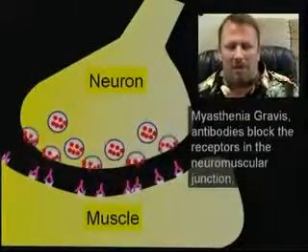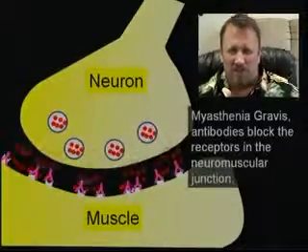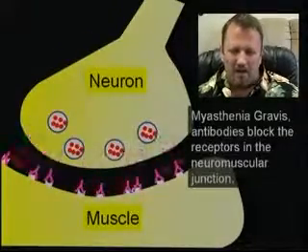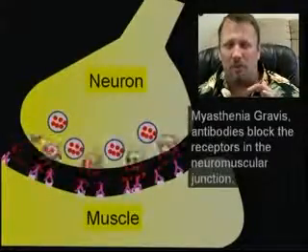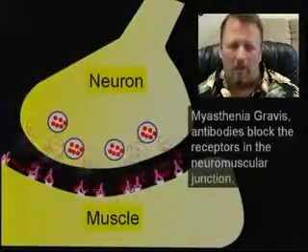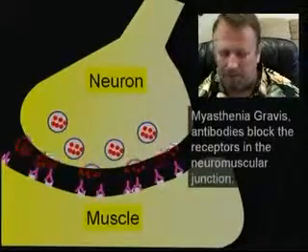So, in myasthenia gravis, these antibodies are going to block the receptors in the neuromuscular junction. And here, on this animation, we see these little Y-shaped proteins. Those are the immunoglobulins blocking the receptors that should be sensing acetylcholine.